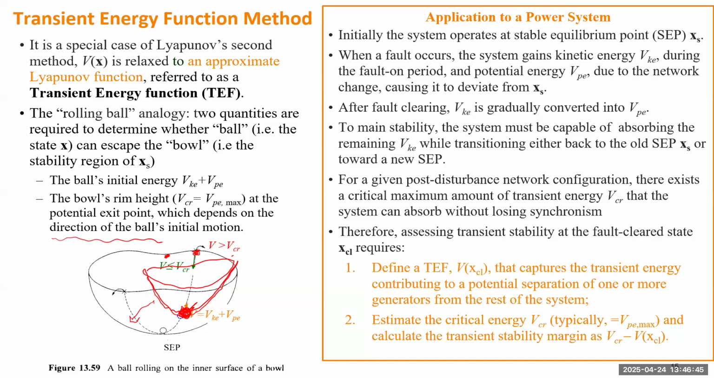We can estimate the total energy the state has after the fault is cleared. Then we compare this initial energy to that critical energy, which is the limit of energy. So if it's less than the limit, the system will be stable. Okay, the distance to that limit will be the stability margin, the transient stability margin. So this is the whole idea of a transient energy function.